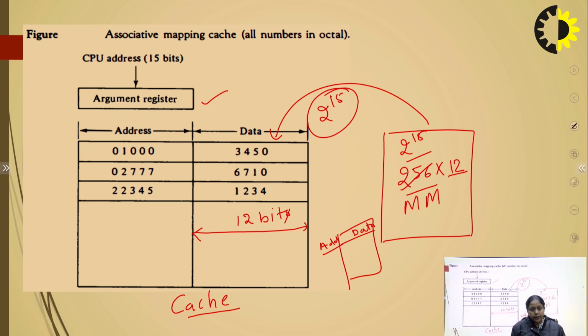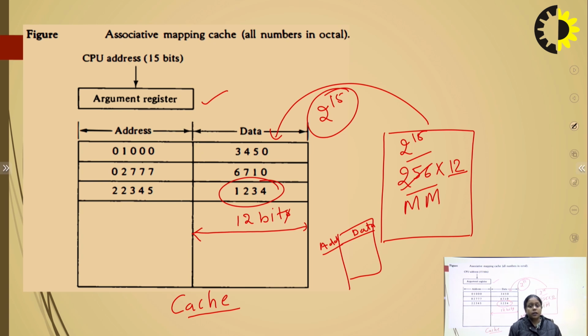We will check addresses. If that address is found, then we will take the particular data from the cache memory. In this way, the matching will be done in associative mapping. So we don't have a cache address here. We have only main memory addresses, and by that matching logic we will find the particular address, and we will find the particular data.